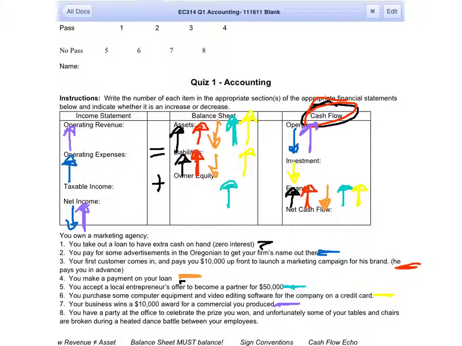Not a good idea. To celebrate the prizes you won, unfortunately some of your tables and chairs are broken during the heated dance battle between your employees. Well, that looks like an expense to me, and a decrease in net income, and a decrease in cash from operations. So it looks to be almost the same thing as paying for the advertisements in the Oregonian.